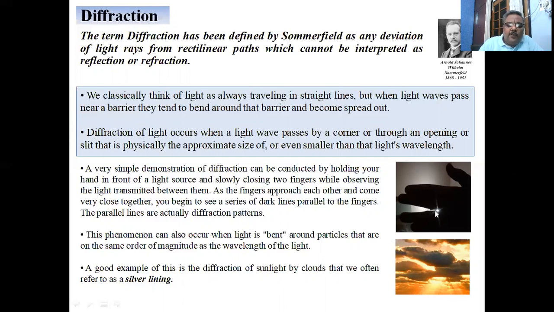So this phenomenon can also occur when light is bent around particles that are on the same order of magnitude as the wavelength of light, that is in the angstrom, thousands of angstrom. And a good example is the diffraction of sunlight by clouds, when we see the silver lining in the clouds, like you see in the picture.